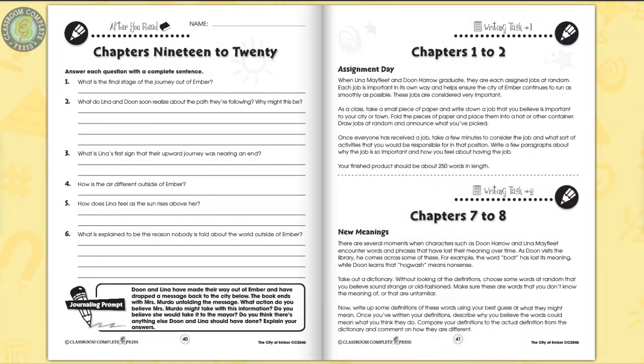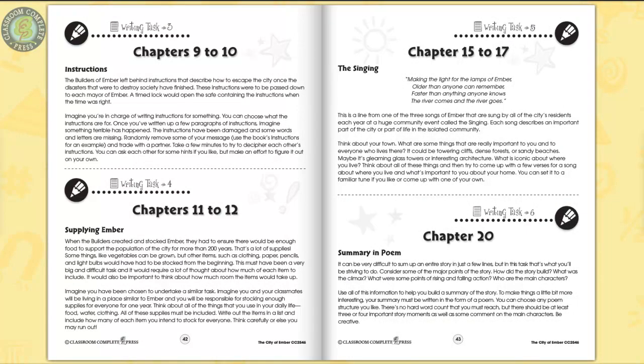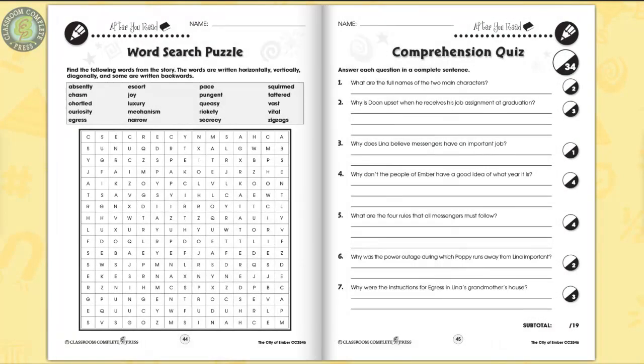6 additional writing tasks follow. Supplement an existing unit with in-depth writing tasks, such as creating your own list of instructions that have been damaged and have a partner decipher what they are for. A word search puzzle and comprehension quiz ends the unit.